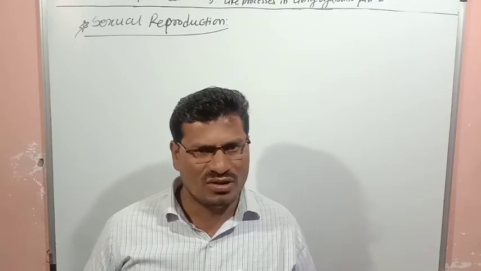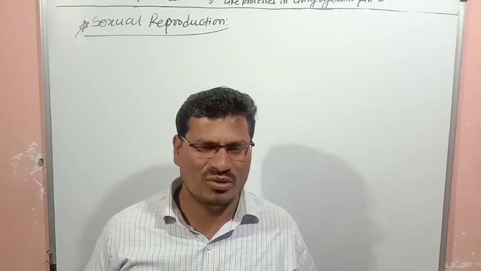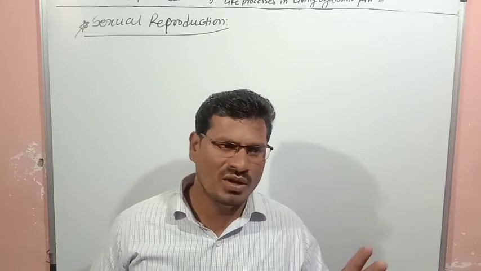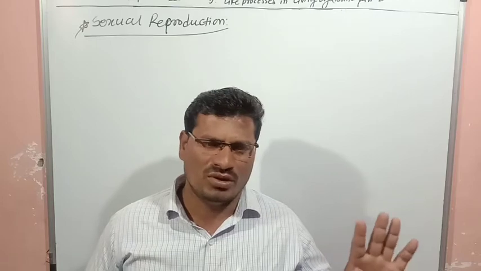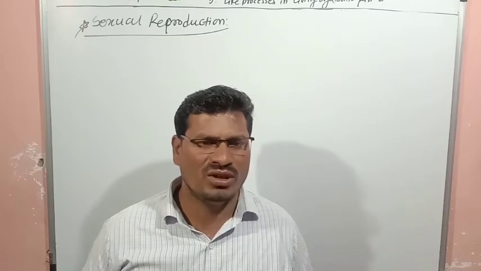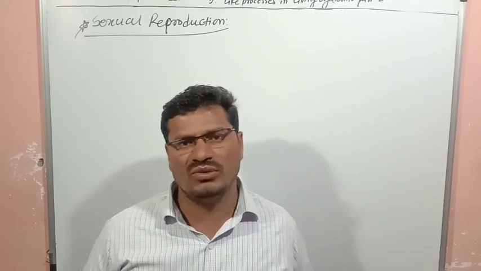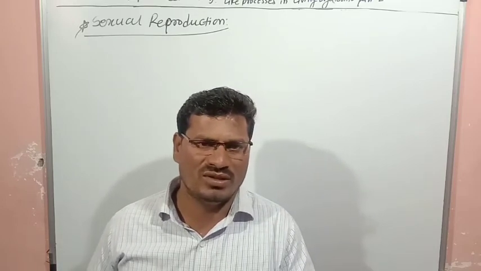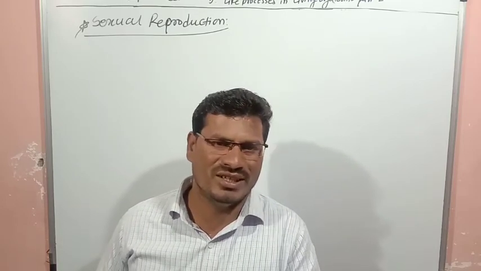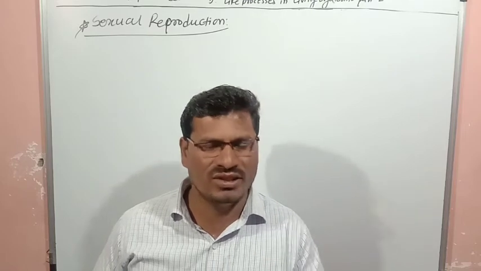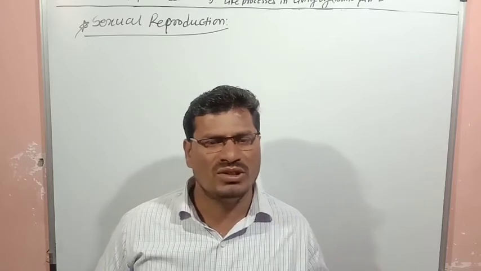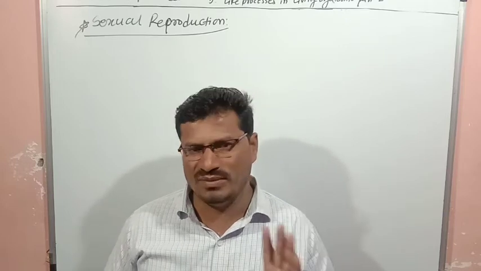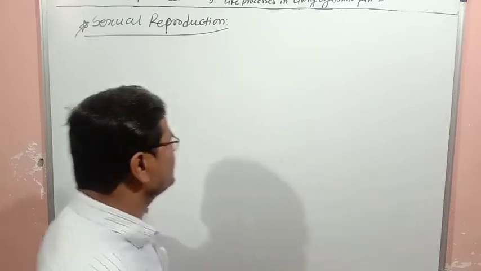So genetic recombination or genetic variation is important for the existence and the evolution of living organisms, and because of that they will not become extinct; they will survive within the environment. So genetic variation takes place. We will see these points.